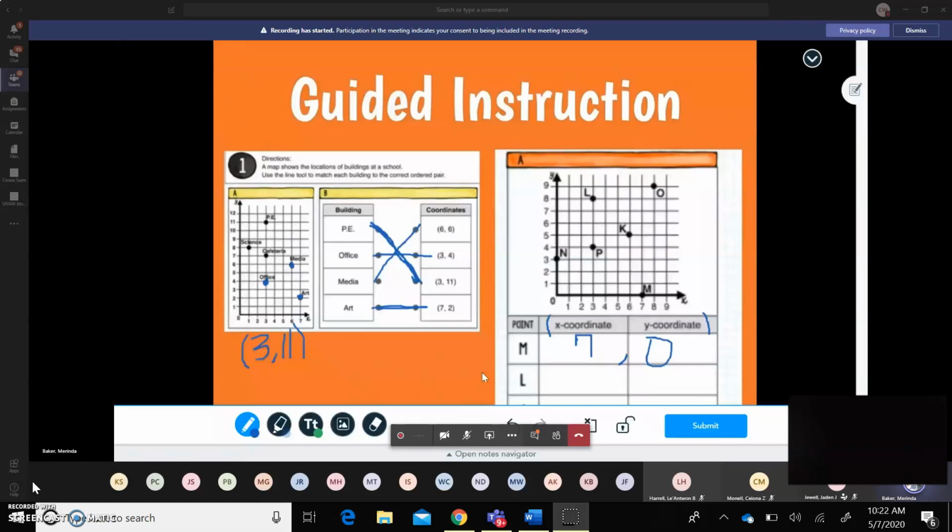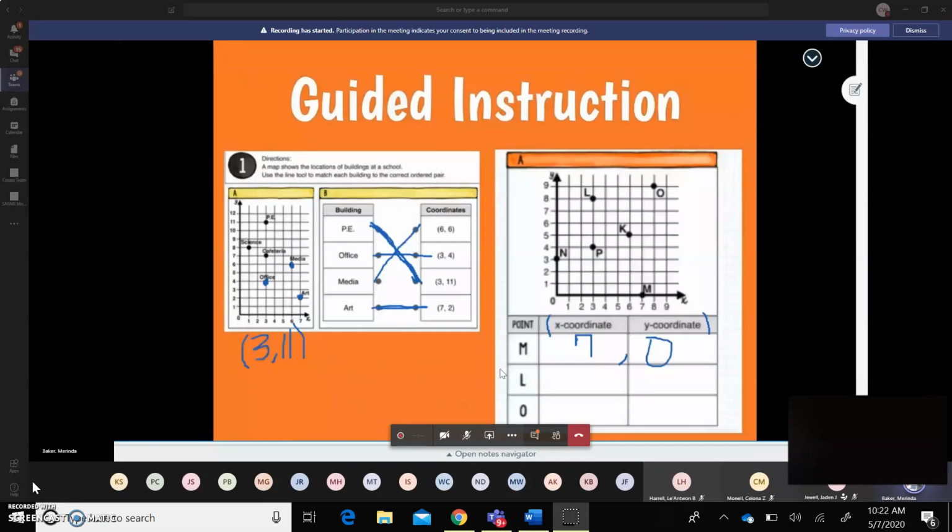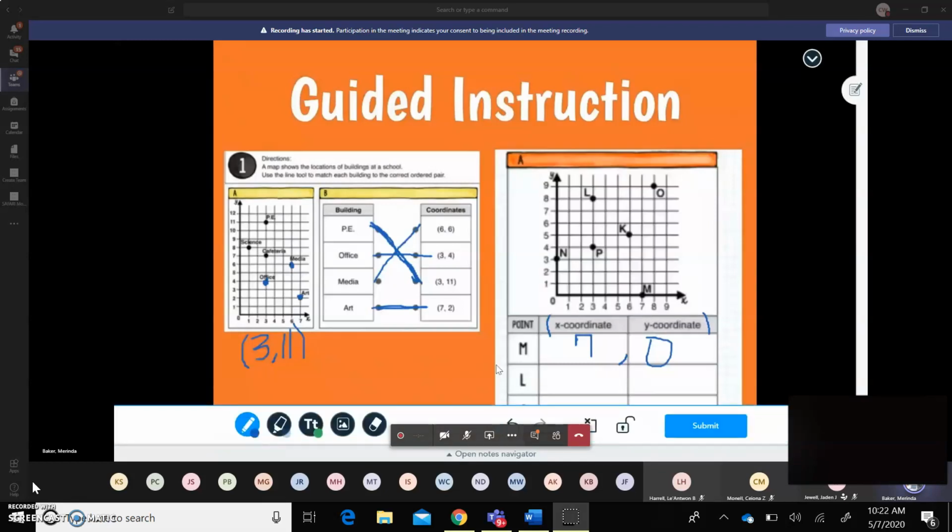And O. Madison, help me with L and O. What's my x coordinate for L? Describe to me how I would determine it. Your x coordinate for L is 3. Okay, how did you get there? Because if you were to move the L down, you would see that it's right above 3.